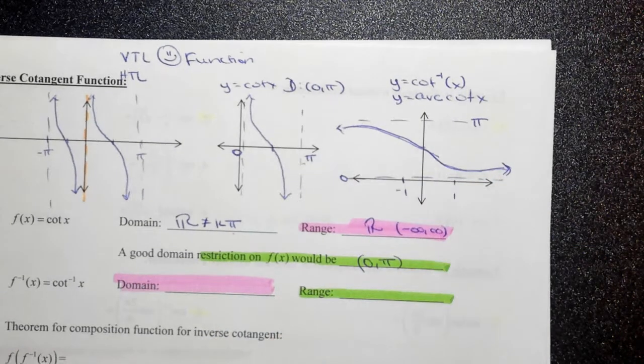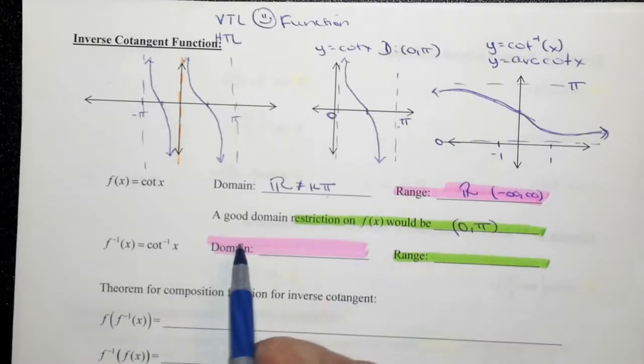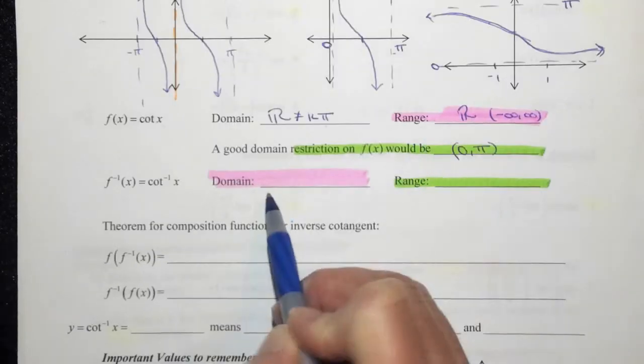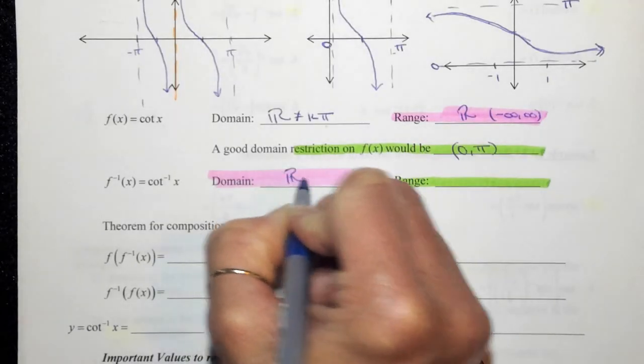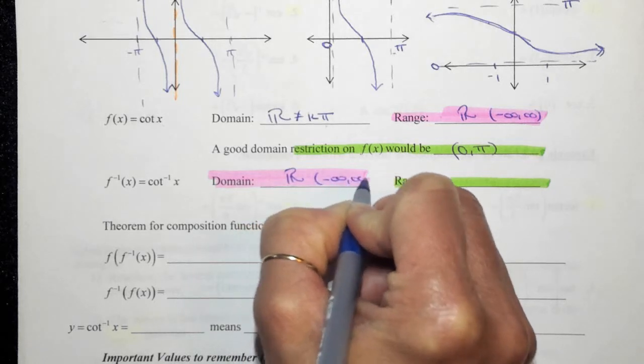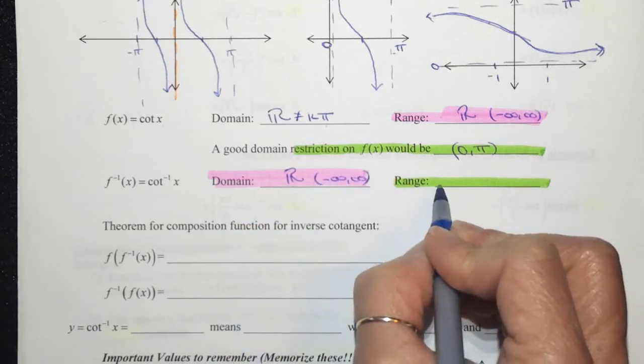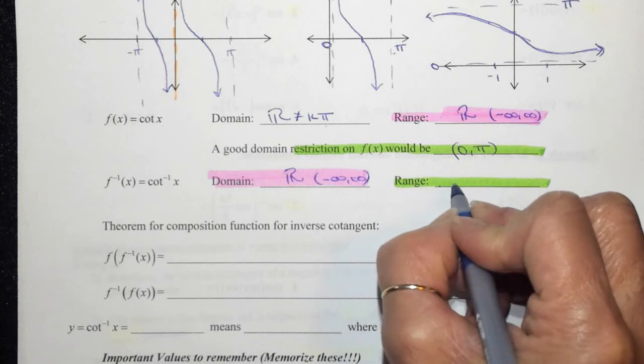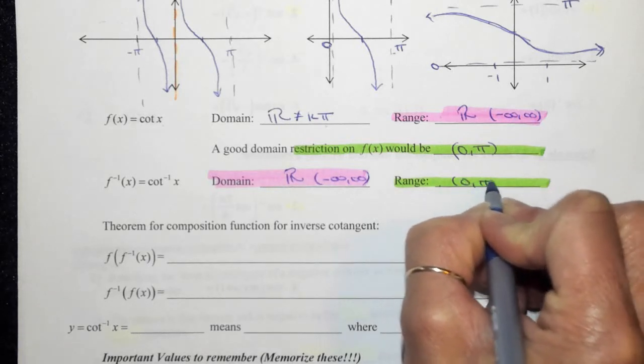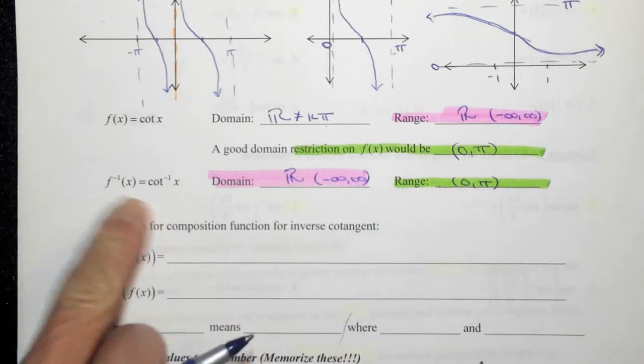just like that. Okay, so now our domain is our range from our original, which is all real numbers, or negative infinity to positive infinity. And then our range is from our restricted domain of the original, which is 0 to pi. Okay, and this is for the inverse cotangent.